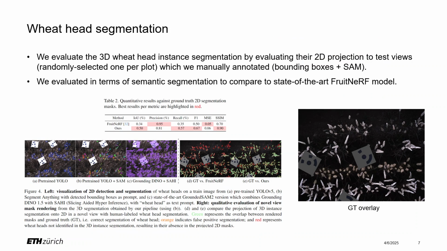We tested different 2D detection methods and chose a combination of YOLO and the Segment Anything model for its higher quality detections compared to the state-of-the-art foundation model Grounded SAM with the prompt "wheat head". To evaluate our 3D wheat head instance segmentation approach, we projected the segmented 3D instances onto 2D test views and compared them with manually annotated ground truth masks. Our method effectively incorporates partial information from multiple views, enabling it to accurately detect a significantly larger number of wheat heads than competing approaches.